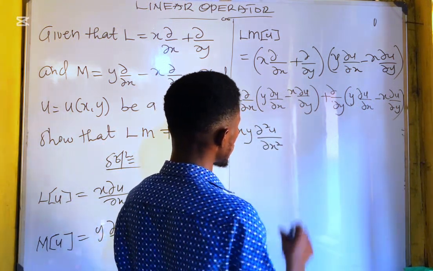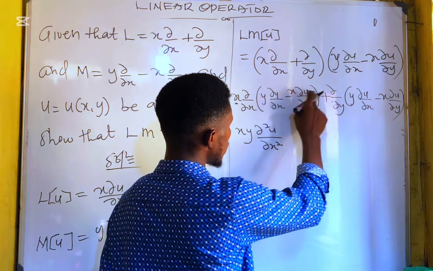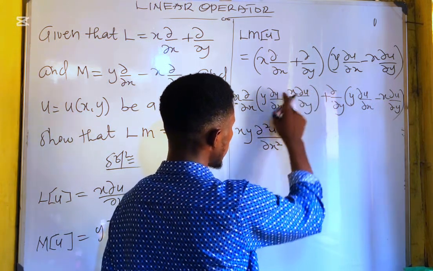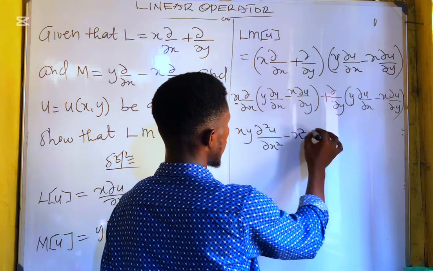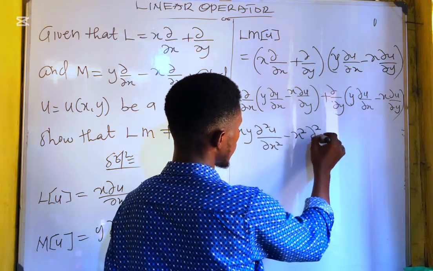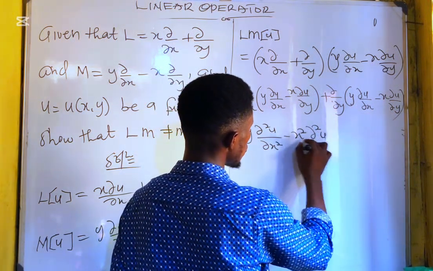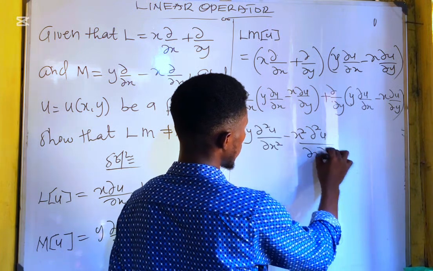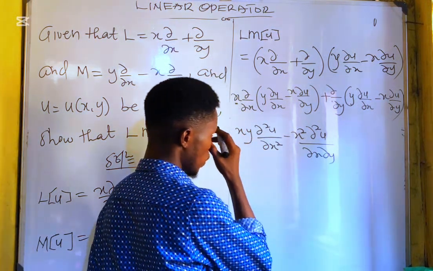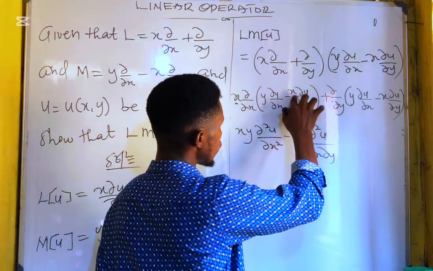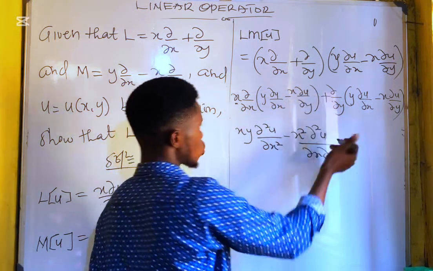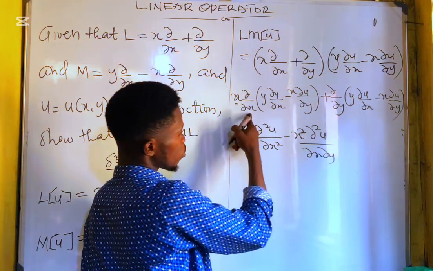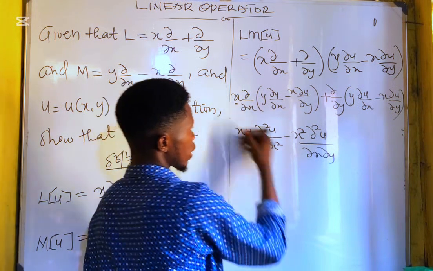If you look at this one, let me hold this one and differentiate this. If I hold this and differentiate, the x times x will give you negative x squared, then this becomes ∂²u/∂x∂y. Now I'm going to hold this and differentiate this. If I differentiate x with respect to x, that will give me 1. 1 times x will be x.